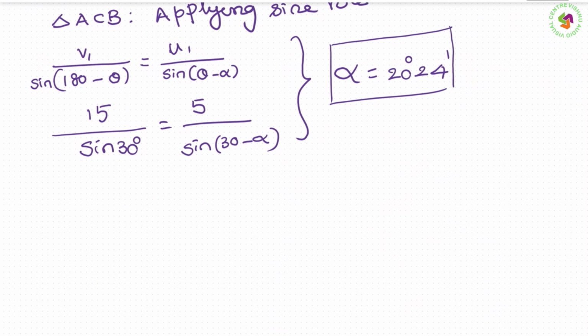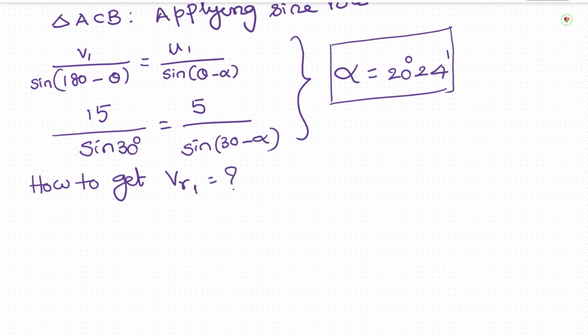What is alpha? Right? Once alpha is obtained, my next job is to see how to get VR1. Unless VR1 is obtained, we cannot get VR2. Unless VR2 is obtained, I cannot get V2. This is the logic. So the next question is how to get VR1.